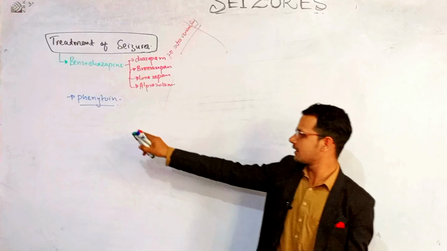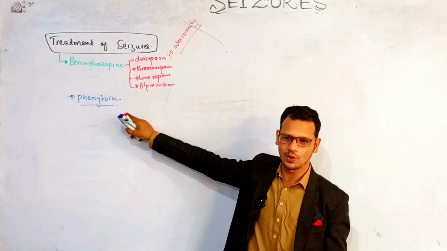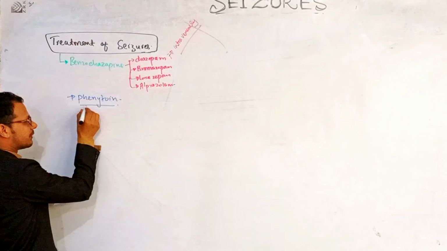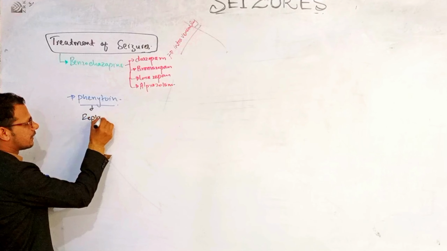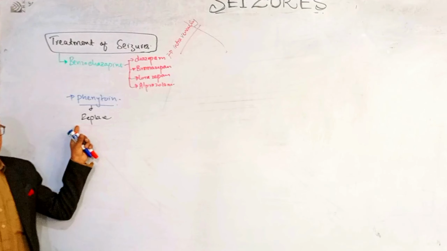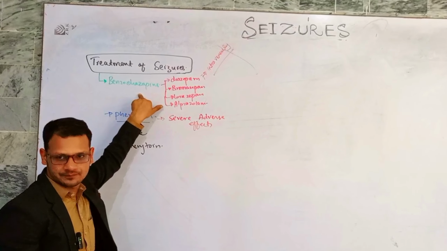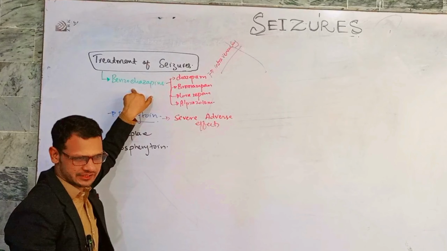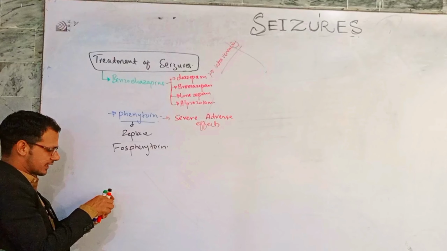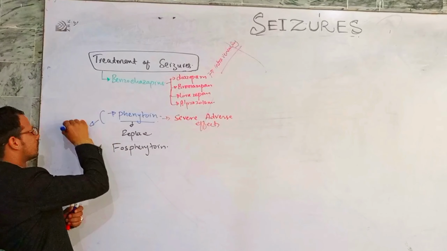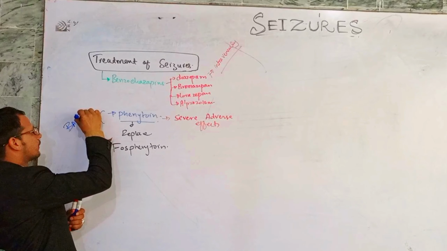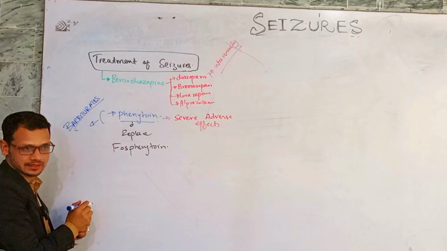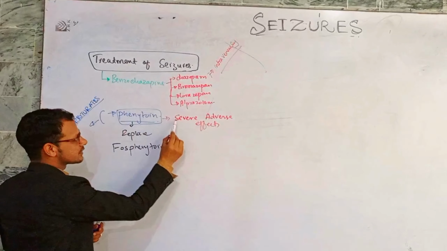We will replace this phenytoin by another drug. Why? Because we will try the treatment of seizures in order. First we will give benzodiazepines: alprazolam, bromazepam, diazepam, etc. Then we will go for barbiturates, phenytoin. But phenytoin has severe adverse effects.